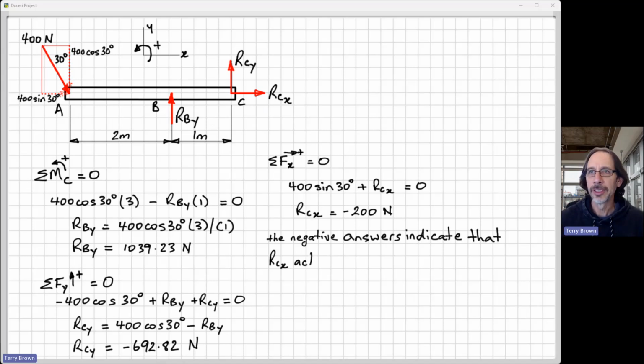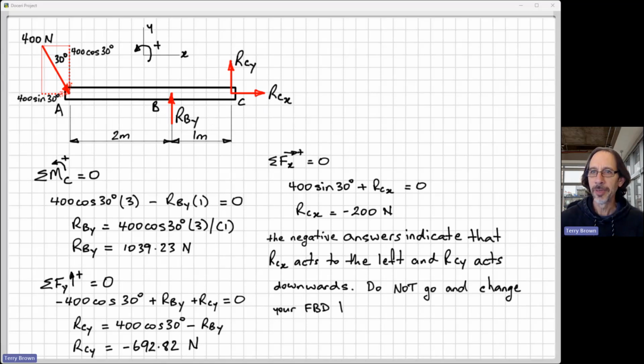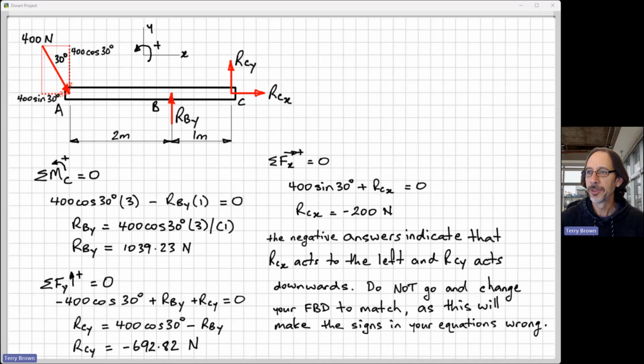Okay, so I've just included it in the solution here. So if you've got access to the PDF, if you're in my class, you can download the PDF with all of this here. So I've just written in here in my solution what I've just explained about the negative answers and the fact that you should never go back and change your free body diagram to match. Okay.